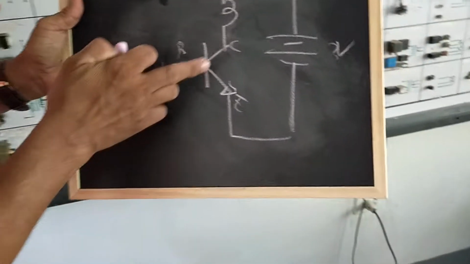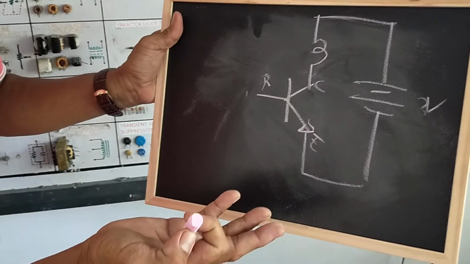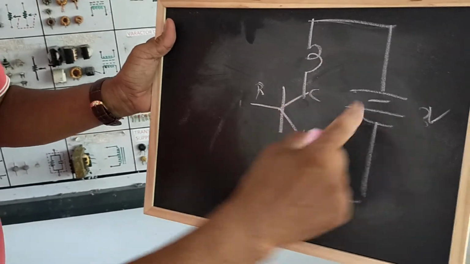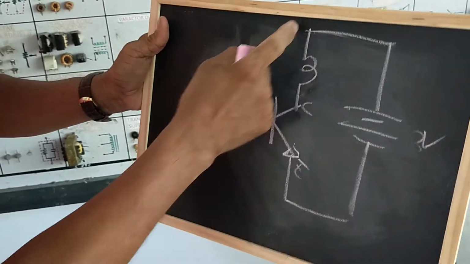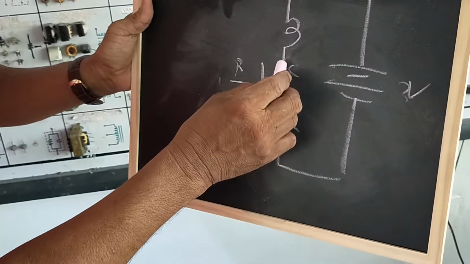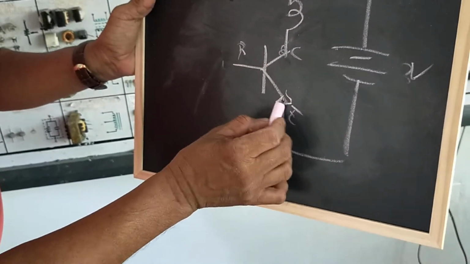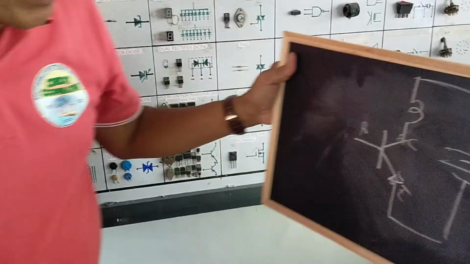Okay, actually the bulb won't glow. It won't give light, although the battery is already applied to them. Why? Because the resistance between collector and emitter is very high. Okay, let us prove.